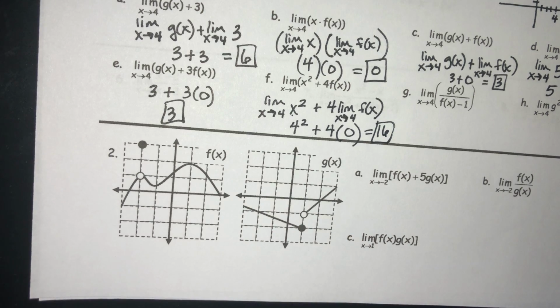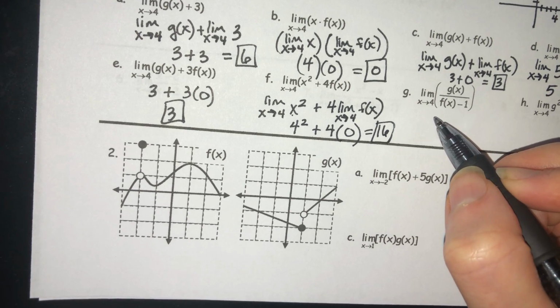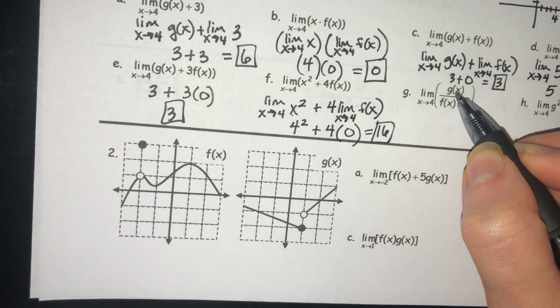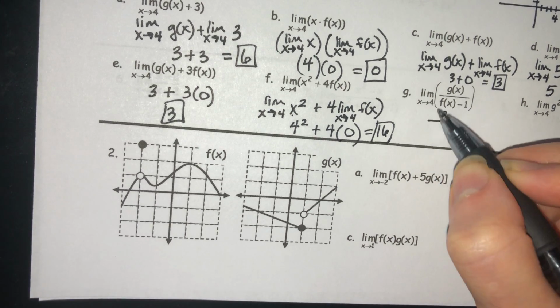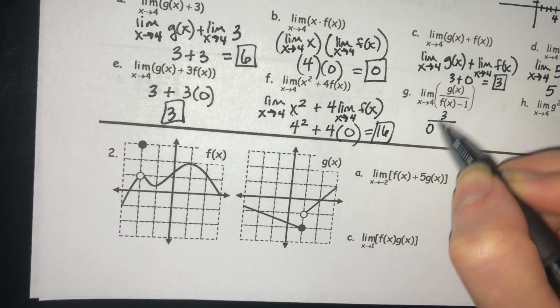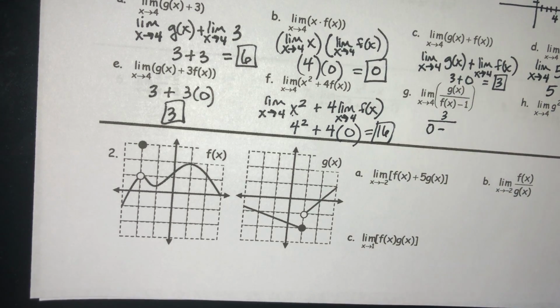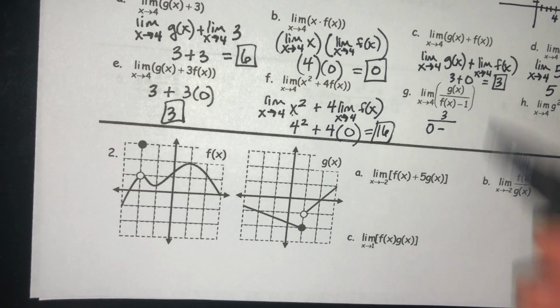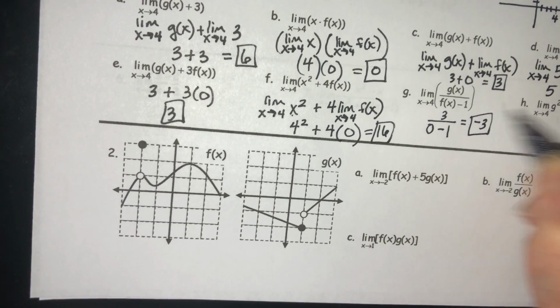All right, the next one. You think we could do this one without writing it all out with the limits? Just sub in. What is the limit as x approaches 4 of g of x? That's going to go on the top. 3. That was given. What's the limit as x approaches 4 of f of x? That was also given. 0. Down here on the bottom. Minus the limit as x approaches 4 of negative 1. Well, that's that constant rule. So it's just the number. Negative 1. 3 divided by negative 1 is negative 3.